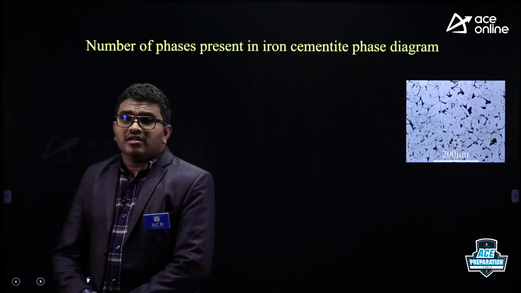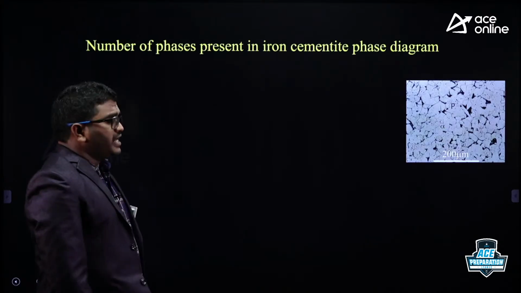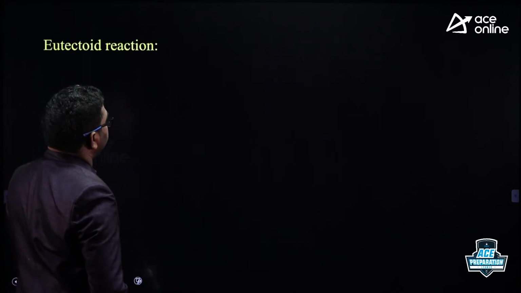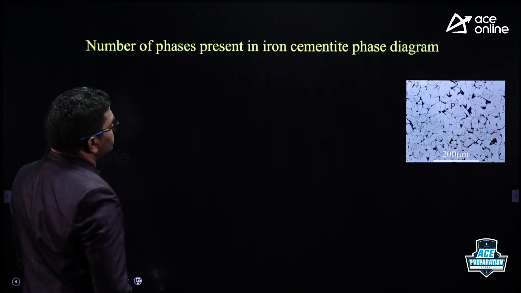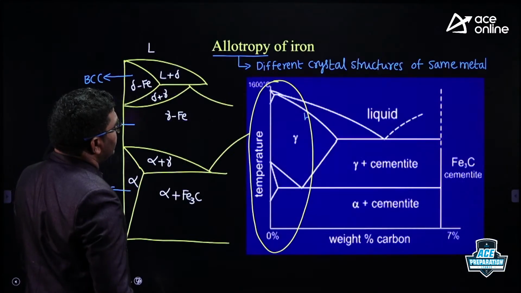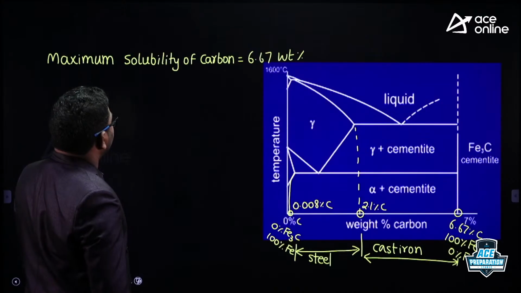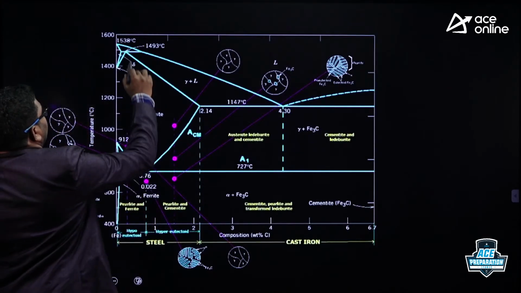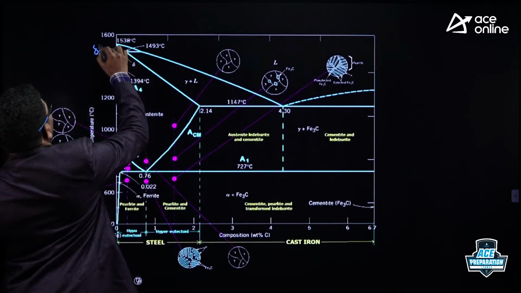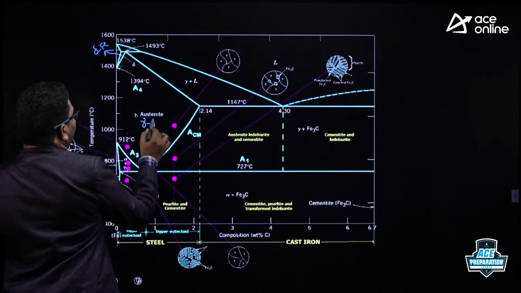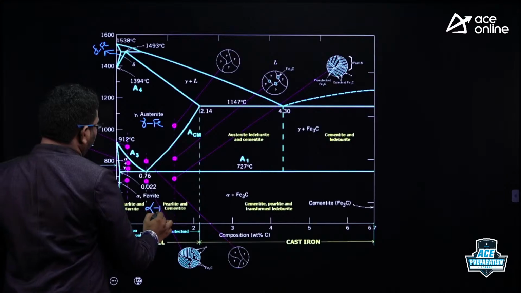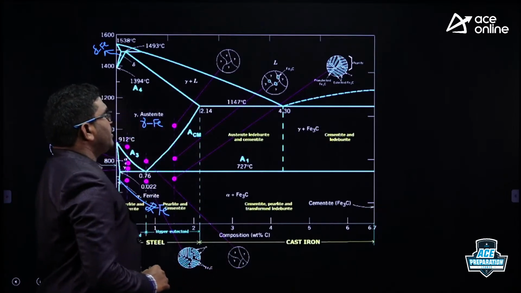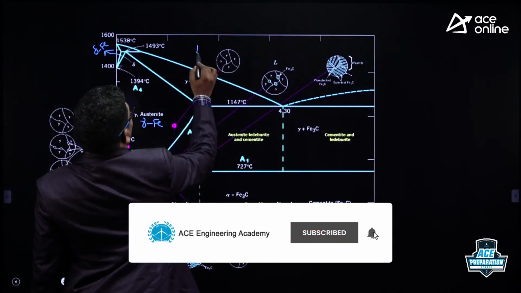Next. The number of phases present in iron-cementite phase diagram. If you see the diagram here, okay, let us take the reference diagram, maybe it is not visible properly here. This is actually a delta iron, one solid phase. This is a gamma iron, another phase. This is an alpha iron, another phase here, and this is a cementite. Okay, right. So there are 4 solid phases and 1 liquid phase present.